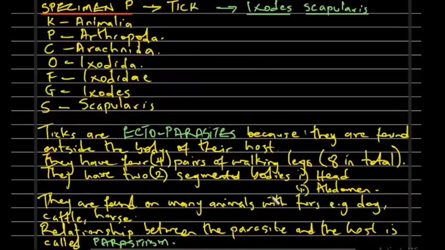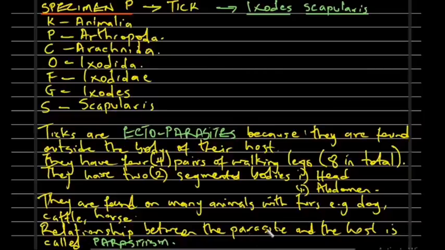Now they have 2 segmented bodies. That is the head and the abdomen. They have 2 segmented bodies: the head, or we sometimes see it as the prosoma, and the abdomen. And then they are found on many animals with fur. Those are the animals that actually carry them, the hosts that you usually find these organisms on. Animals that have hair on them. Examples are dogs, cattle, horses, and many others like deer, antelopes, and the rest of those. It is on these animals that we find what we refer to as ticks.